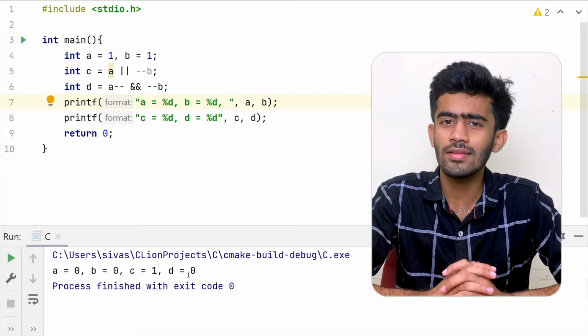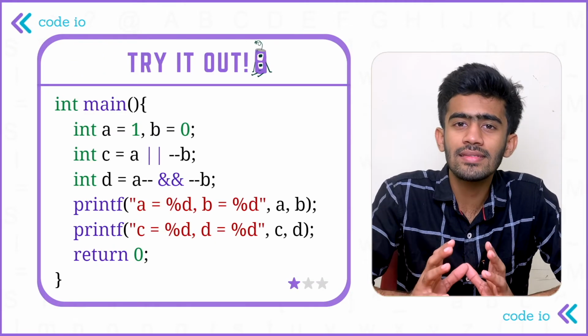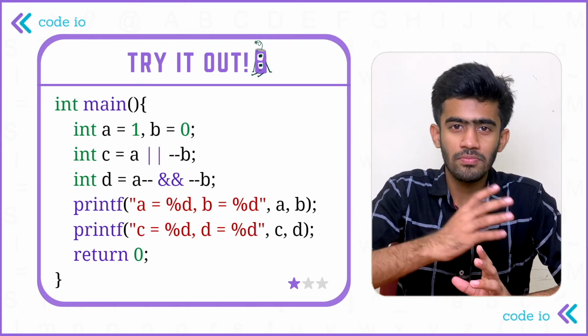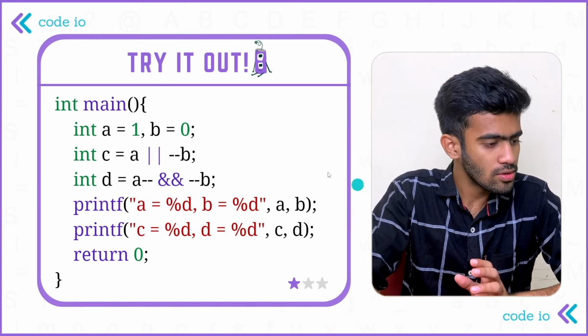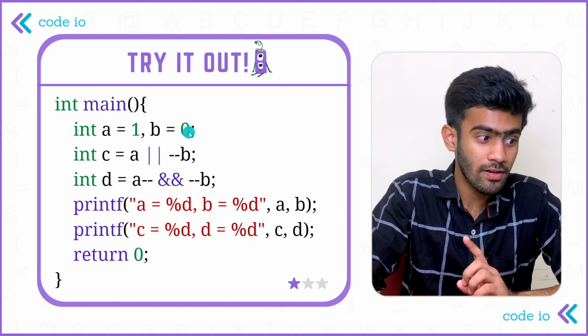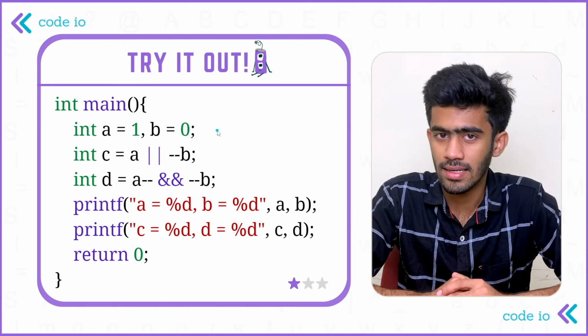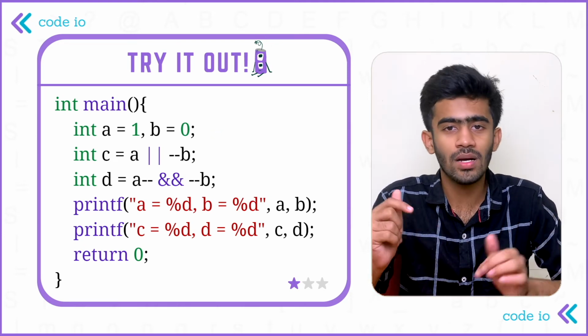Now let's move on to the next question. It is a slight variation of the previous question that we just solved. Now the value of a is 1 but the value of b is 0. So what is the output that we get in this case? Let me know your answers in the comment section below.